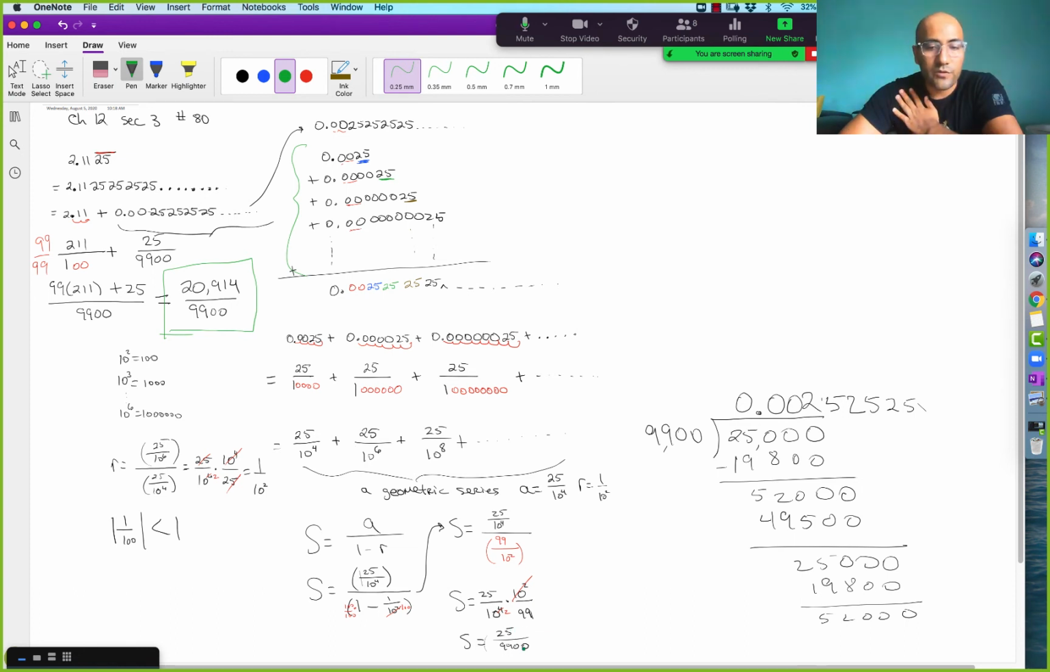Because here you could also reduce these. 25 and 9,900 are both divisible by 5. So you could reduce it, but don't worry about reducing. Then come back and add these guys, and that's how you get your final fraction. So I expect to see something like this. Thank you. You're welcome. Any other questions?